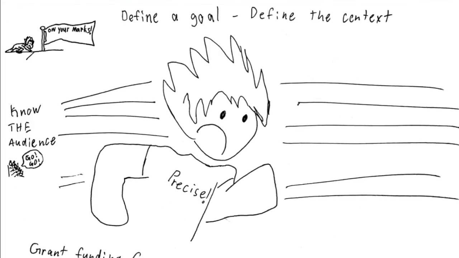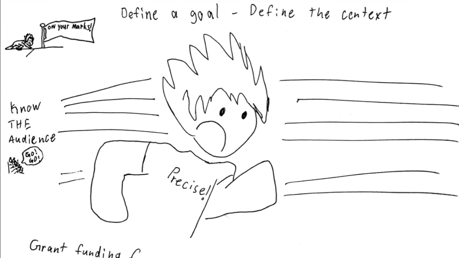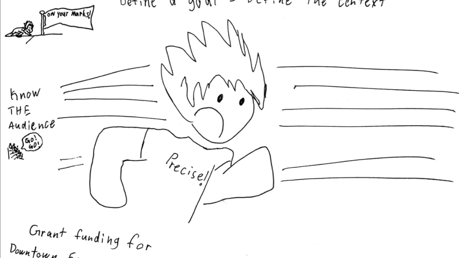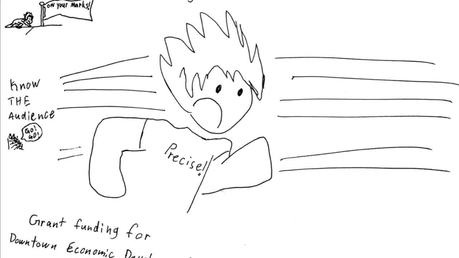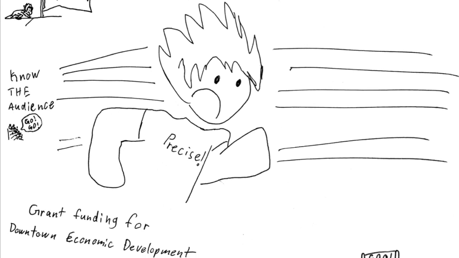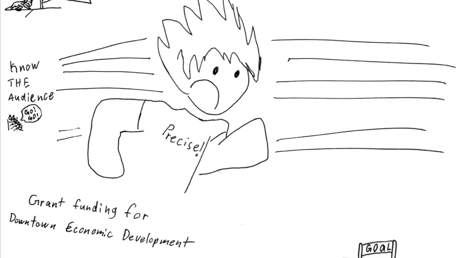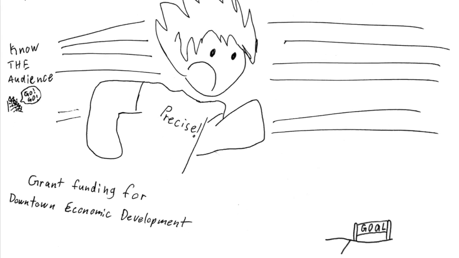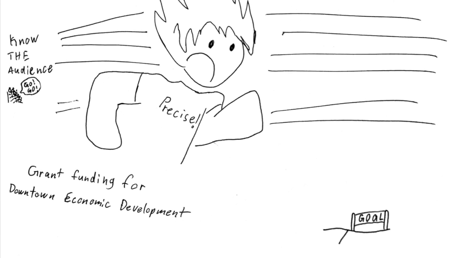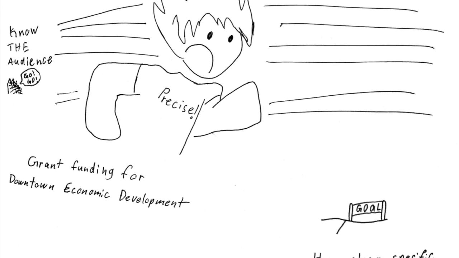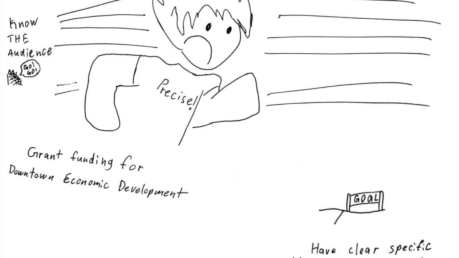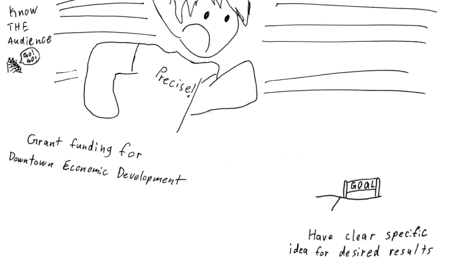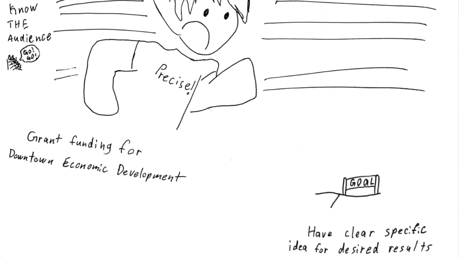So step number 1 out of the 5 steps for how to be more effective with your data comes down to knowing what the end result of your reporting might be, or what you're using the data for. Have a goal. So maybe you want funding, and you need to create a report to make sure that you get funding. Well, funding for what? You need a grant. What's that grant for? Downtown economic development? Be specific. The more specific the goal of what you're trying to report on, the more likely you are to get exactly what you're trying to get out of your data.